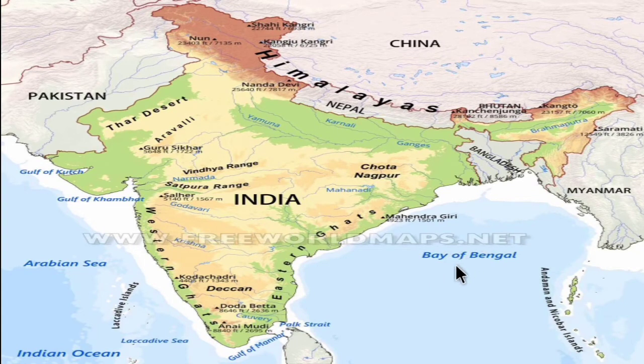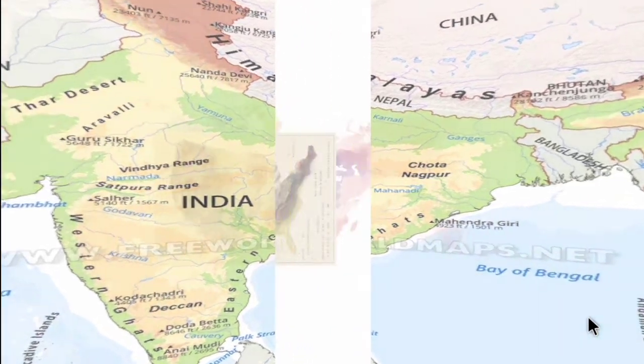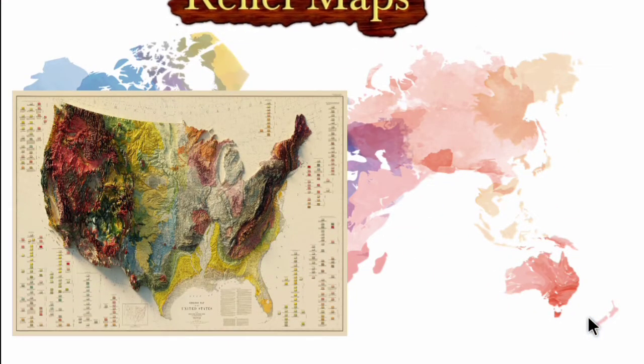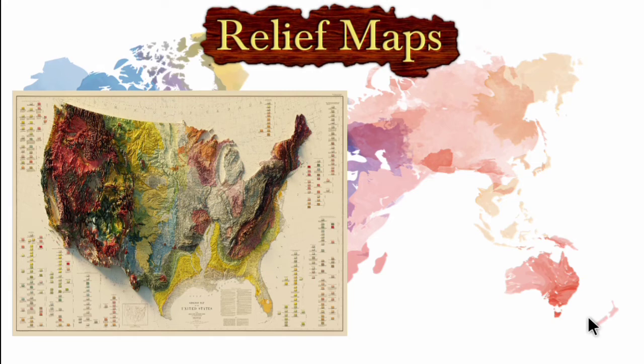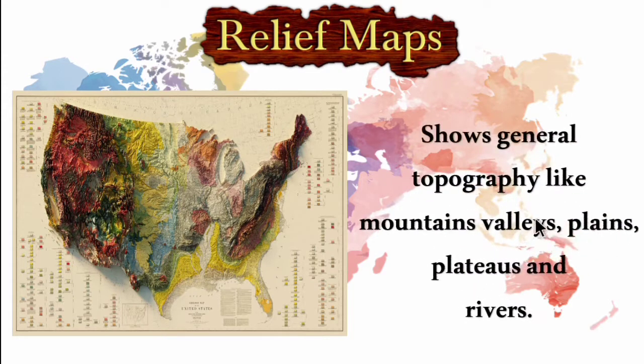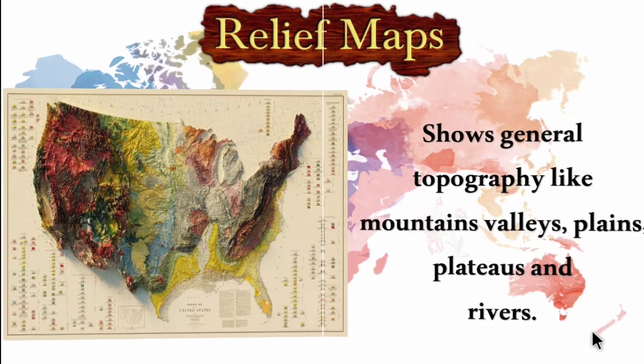It is the Indian physical map where we can get to know about the vegetation, hills, the water bodies. So this is the example of physical map. Next one is relief maps. On the basis of content, the map is classified as follows. First one is physical map, and now we are going to see about the relief map. So what is relief map? It shows general topography like mountains, valleys, plains, plateaus and rivers. So the general features like the mountains, plains, plateaus and rivers.